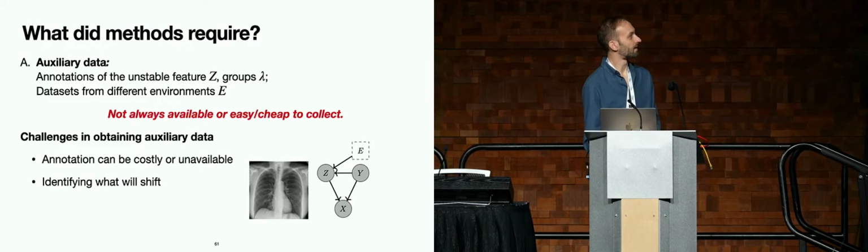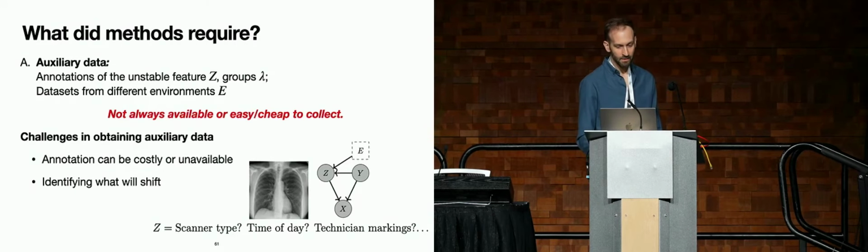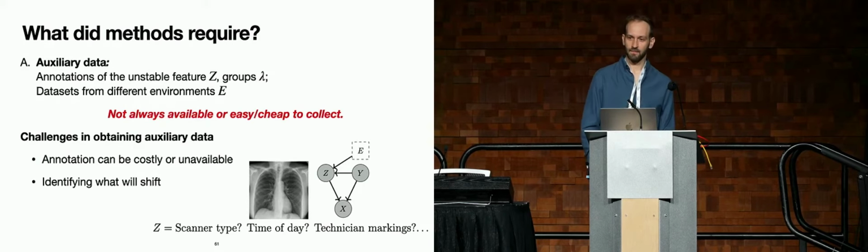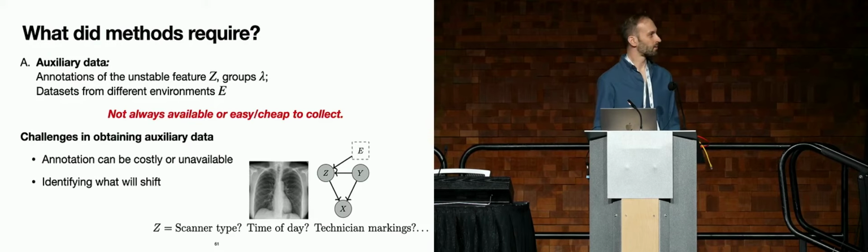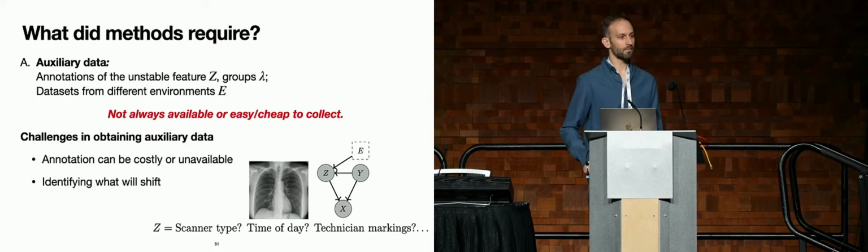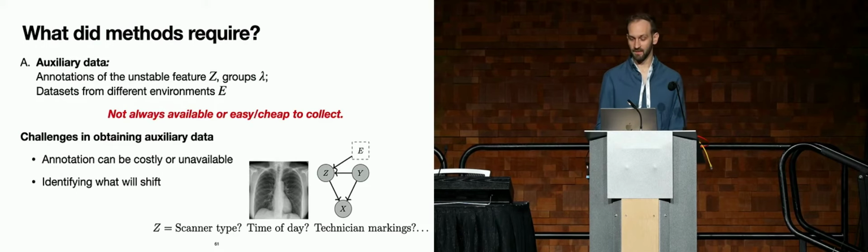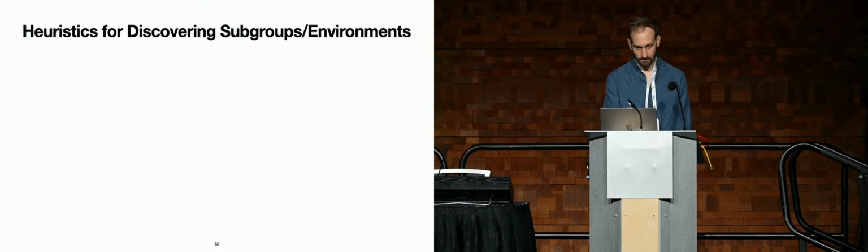Here, for instance, this is a chest X-ray example where the nuisance could be either the scanner type that we talked about earlier, could be something like the time of day because certain types of patients get scanned at different times, or it could also be some technician markups that people observe that also spuriously correlate in different papers with conditions in chest X-rays. Okay.